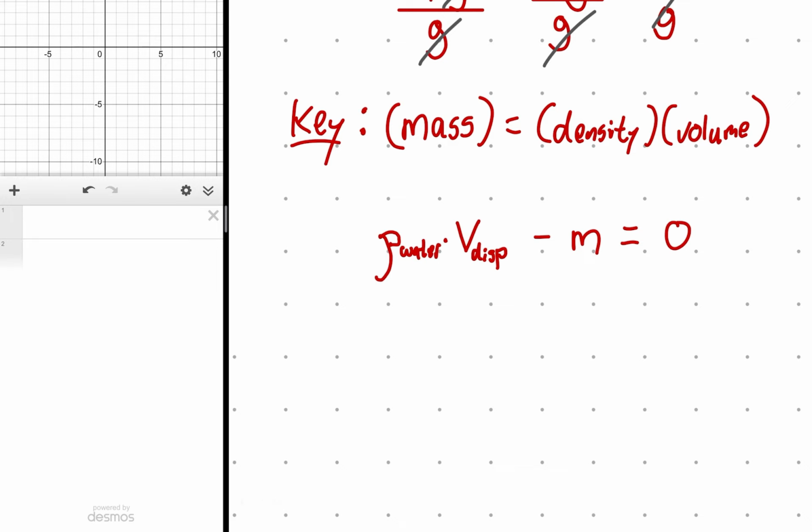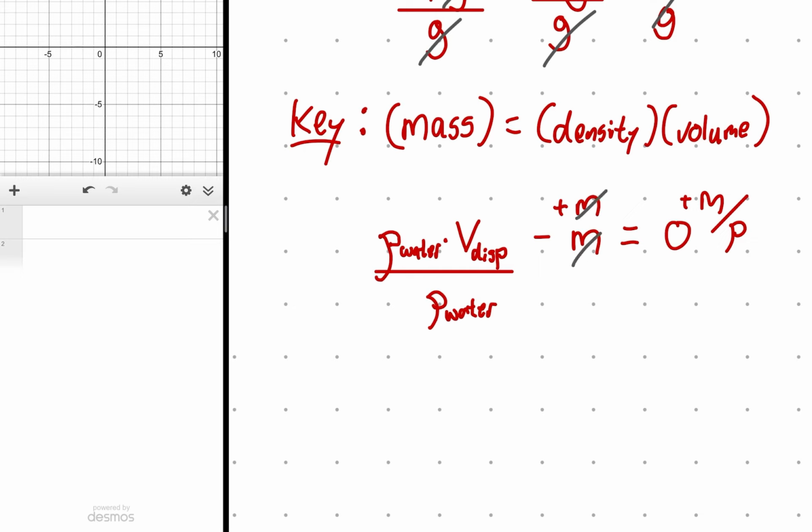So then we can solve directly for the volume displaced with a little bit of algebra. I'm just going to add m to both sides, and then divide both sides by the density of water, which you do need for this problem. Over here, you would have the m, which will be the only thing on the right-hand side at that point, because you've added to both sides, which will of course cancel it out here.